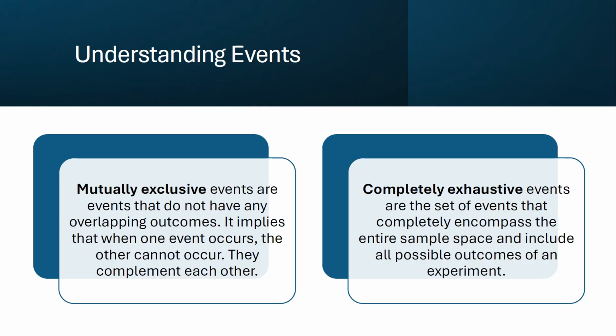Let us say when we roll a dice, there are 6 possible events: 1, 2, 3, 4, 5, 6. These are the 6 occurrences. When we combine these 6 occurrences together, it encompasses the entire sample space. So these 6 events with the occurrences 1, 2, 3, 4, 5, 6 are completely exhaustive.